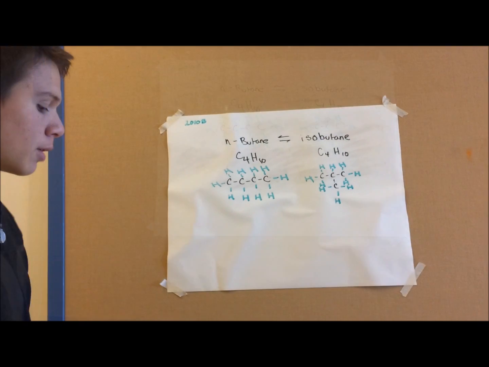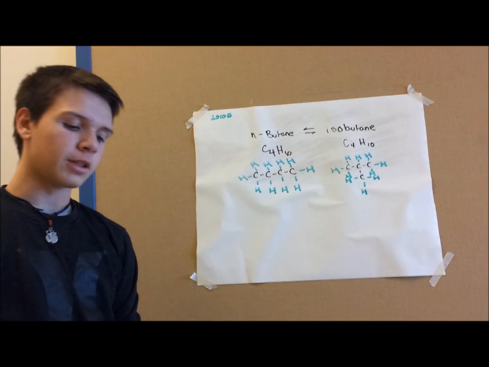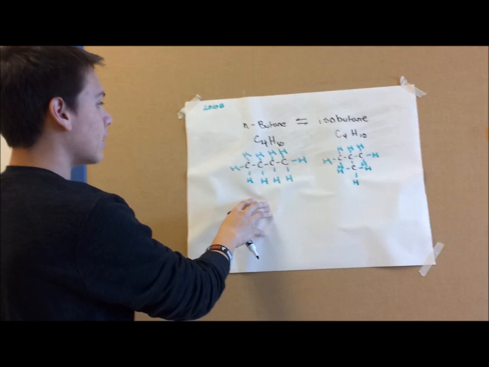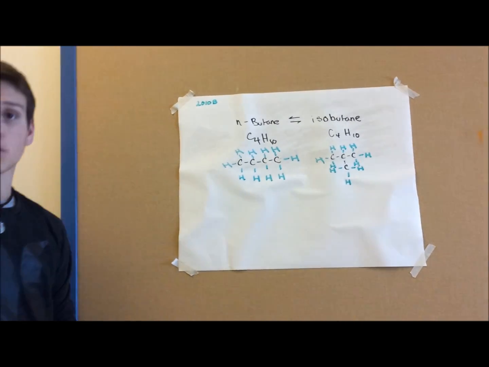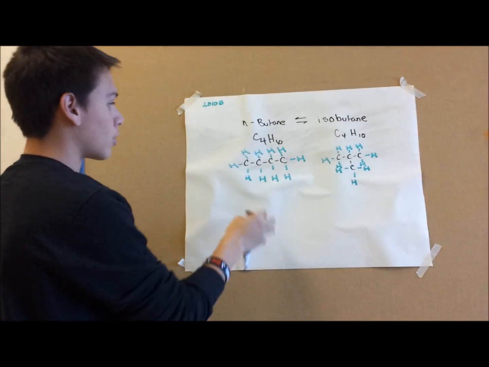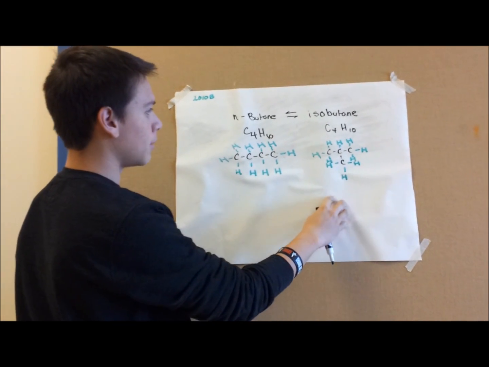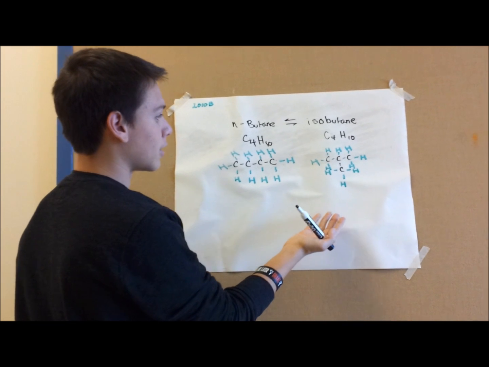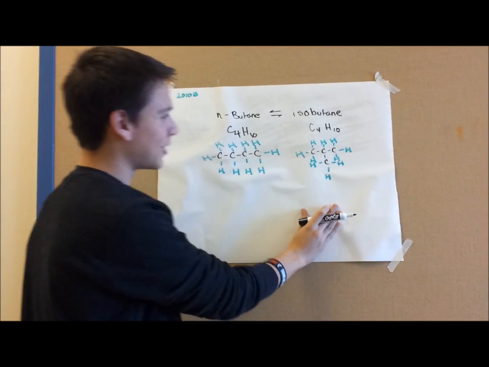Alright, so part B says, on the basis of molecular structure, identify the isomer that has the higher boiling point. Justify your answer. Well, with N-butane, the structure creates dipoles, which keeps the molecules closer together. So the bonds are stronger. But with isobutane, the structure kind of keeps the molecules apart, which gives it not as strong bonds.